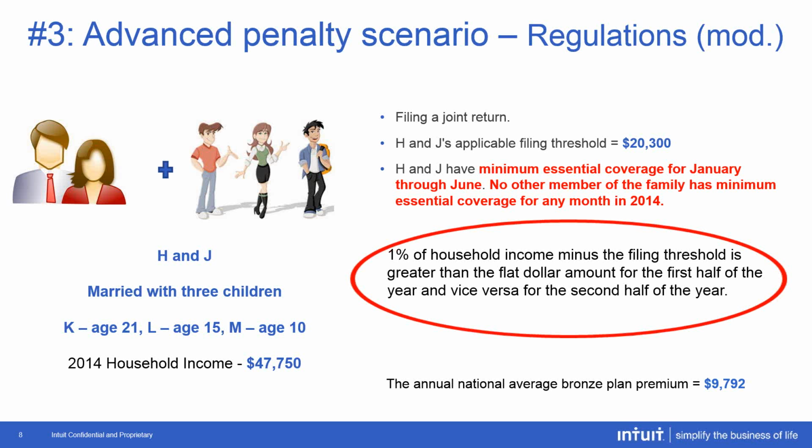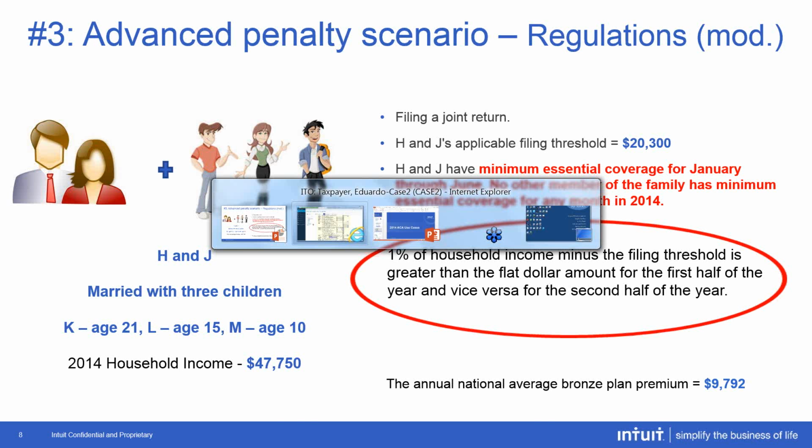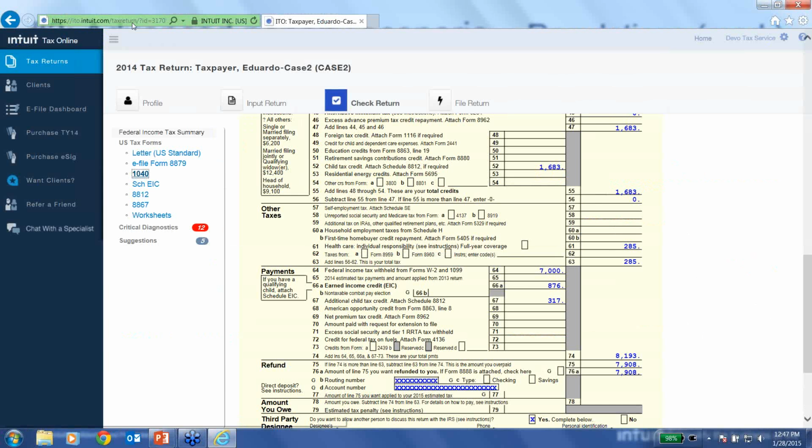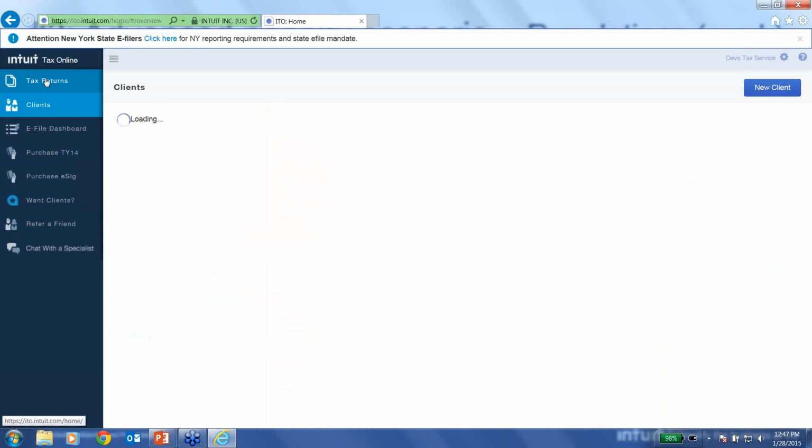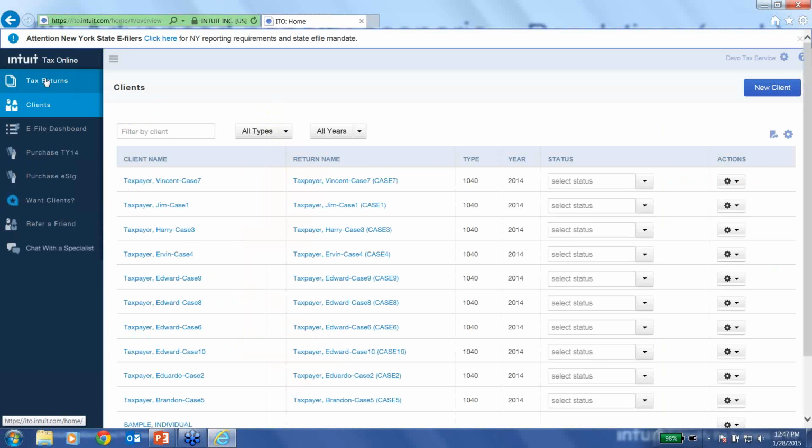H and J have minimum essential coverage for January through June. No other member of the family has minimum essential coverage for any month in 2014. So we go back out to the product here. We're going to bring up use case number 3.